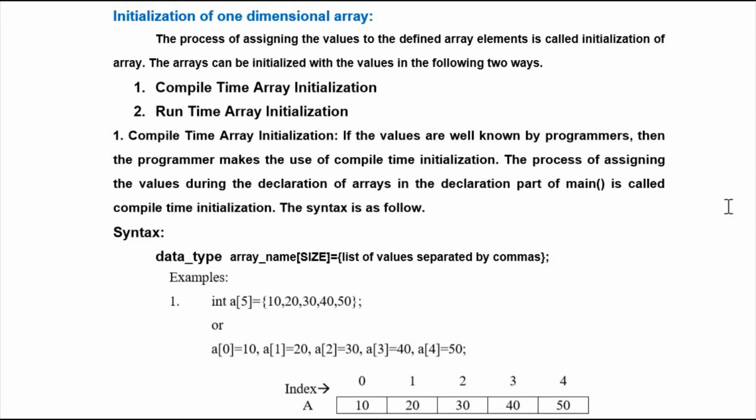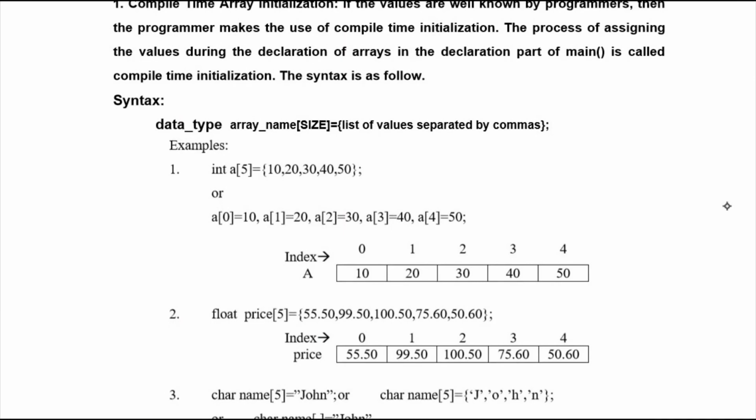What does it mean? It means that if the user knows the values of the array while declaring the array itself, then he will initialize them at the declaration time itself. We will see an example so that we will understand. So what is the syntax? Syntax is data type, array name, size of the array equal to list of values separated by commas.